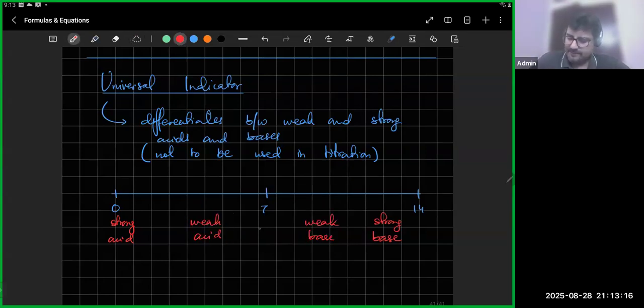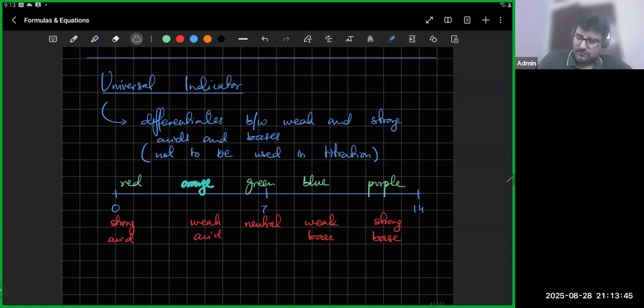So the middle part would be pH 7. That means it's going to be neutral. Now the colors would be, it's going to be green over here. It's going to be blue if it's a weak base, and it's going to be purple if it's a strong base. And if it's a weak acid, it's going to be orange, and if it's a strong acid, it's going to be red.